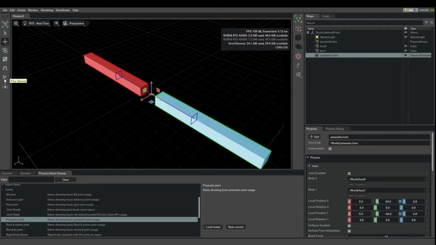Let's see what this does if I press play. So the prismatic joint is like a slider joint. It will slide back and forth, and I can also make it slide by grabbing the dynamic part as part of its motion range.